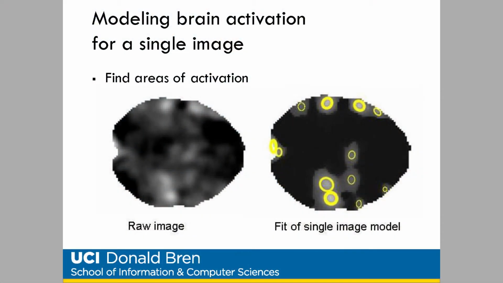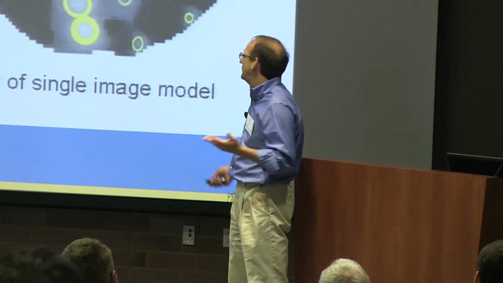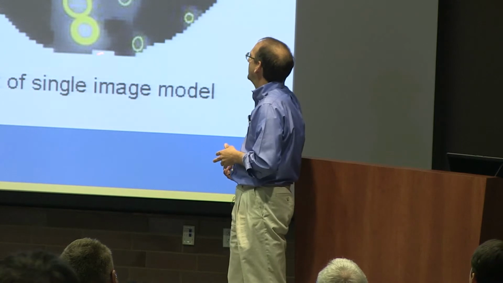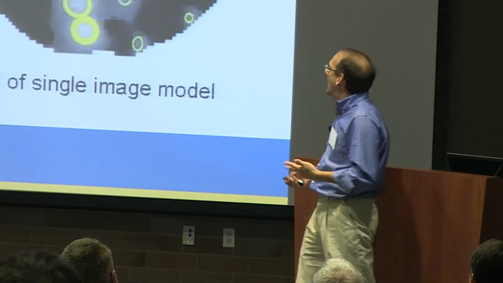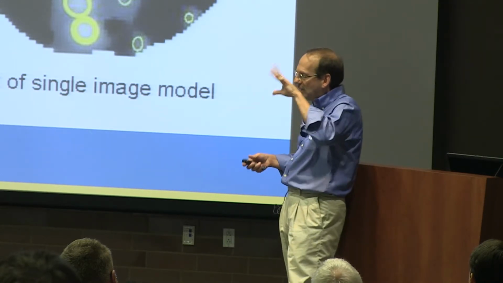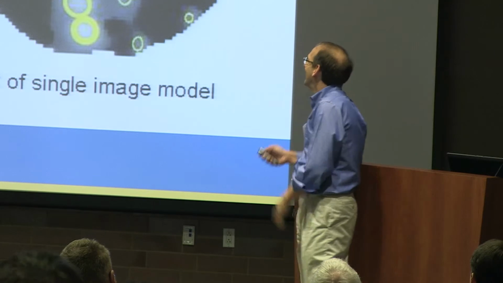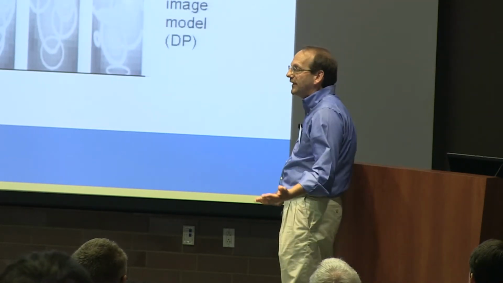So I'm just going to show you 4 slides. If you were just analyzing a single image, there are a lot of things you could do, and they usually try to find these circles, which are areas of activation, sometimes called hotspots. This is an approach we did for doing that, which looks for Gaussian blobs. So that's one image. But now you could do that for all of the images.